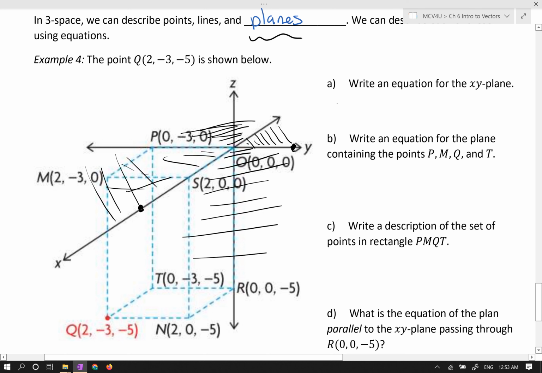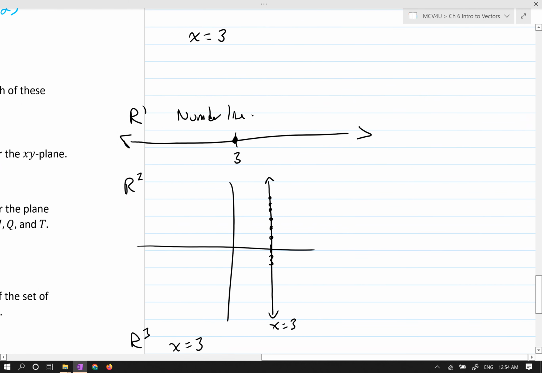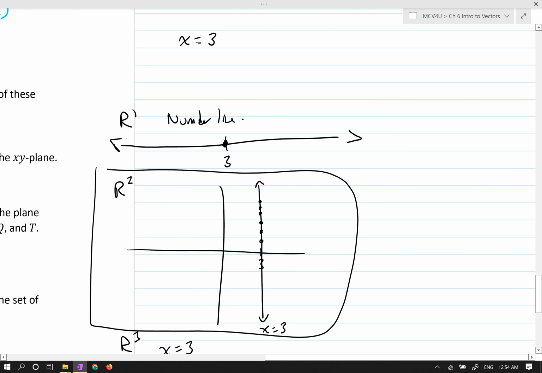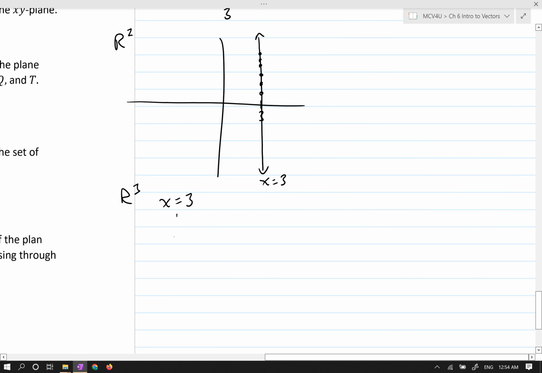So if all of these share the same z coordinate, z equals 0, then our plane can be defined by this equation right here, z equals 0. It's that simple. It's that straightforward. So you've seen before, if we head back to our first discussion, on a number line, x equals 3 is a point. If we're working in R2, x equals 3 is a line. If we're working in R3, x equals 3 will become a plane.